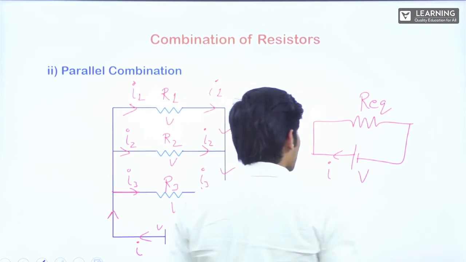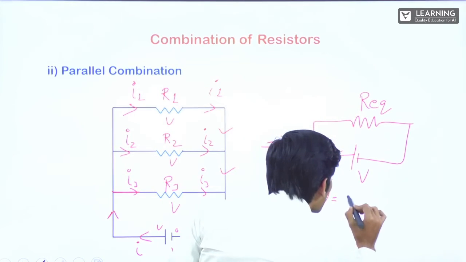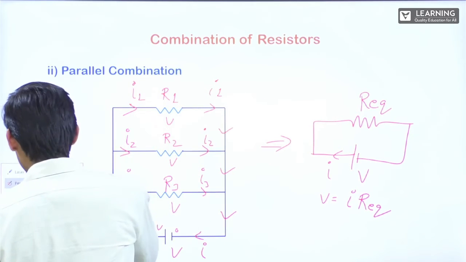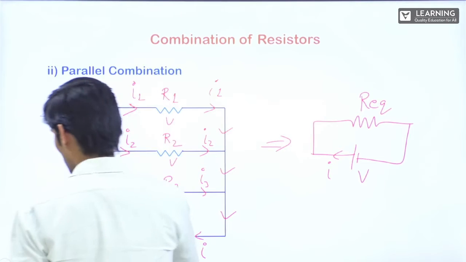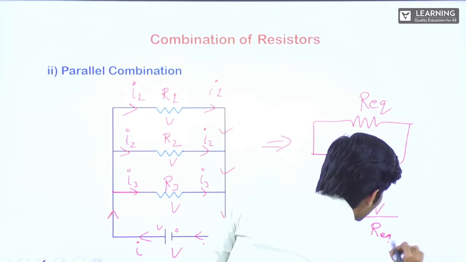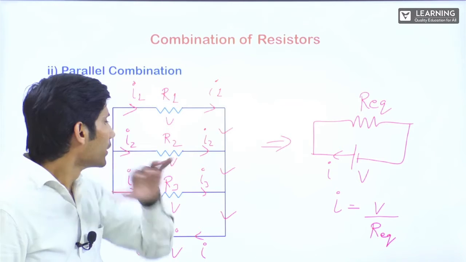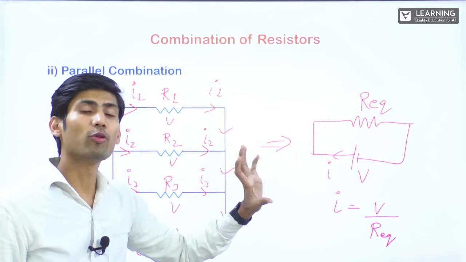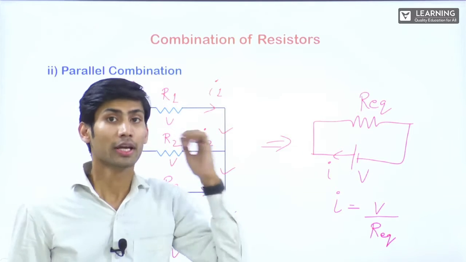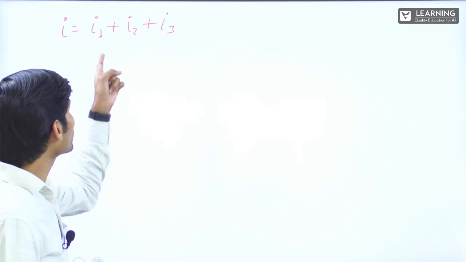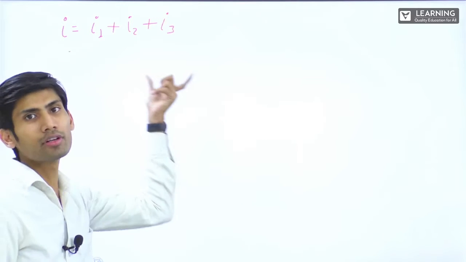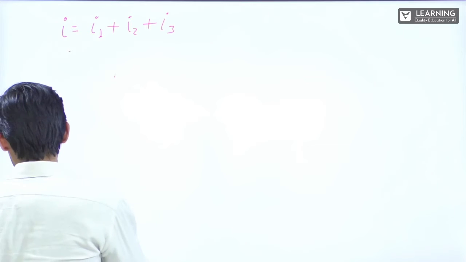Current should be I. From here I can write V is equal to I into R equivalent, or I is equal to V upon R equivalent, correct? Now there is a way to derive. There, voltage was distributed, so we derived by the equation V is equal to V1 plus V2 plus V3. Here current is distributed, so we derive from I is equal to I1 plus I2 plus I3. Whatever is distributed, we do the sum of that and derive from there. Clear?